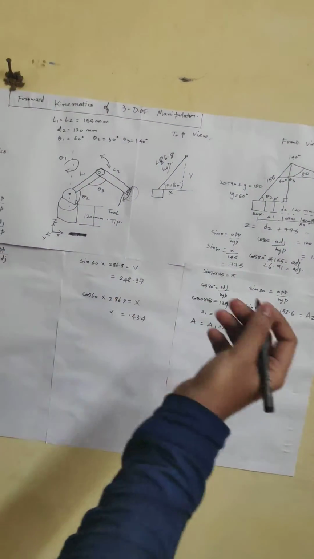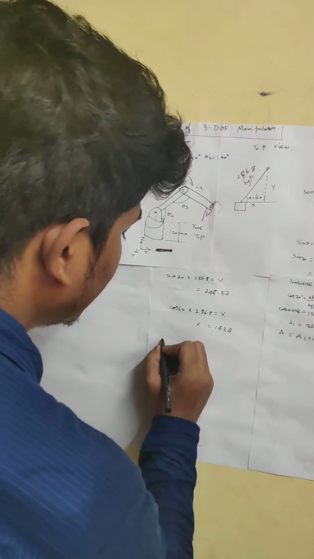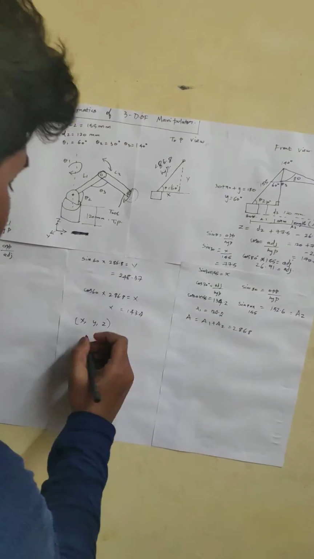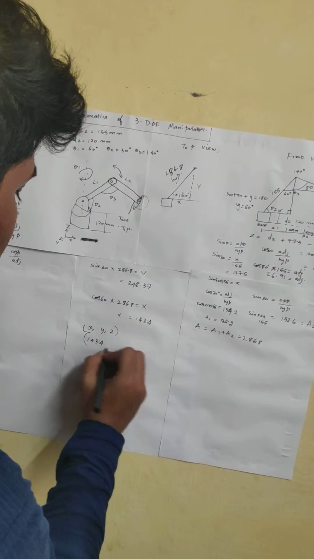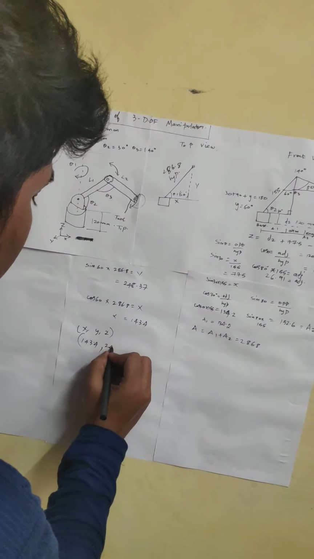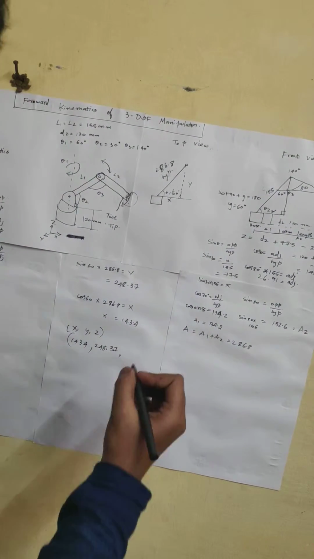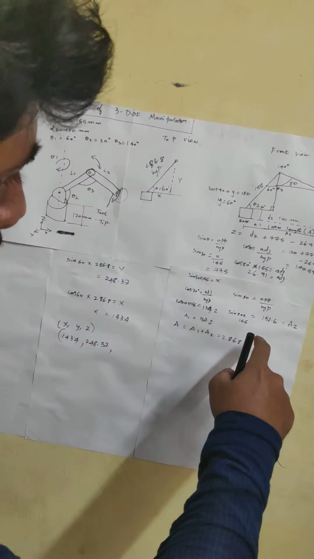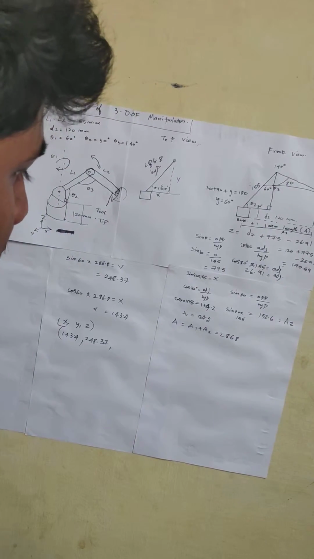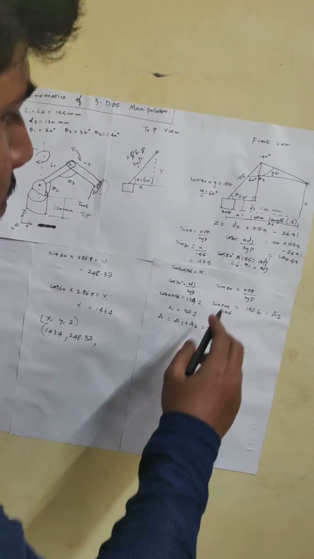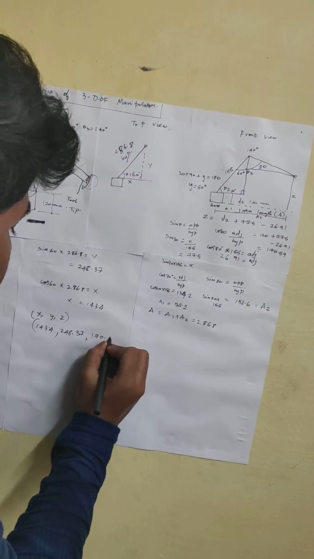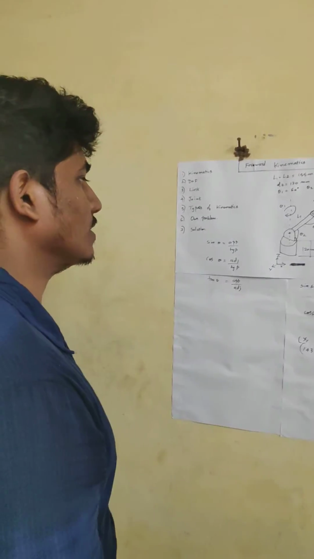To write this as coordinate points, we will write it as x comma y comma z, which is x equals 143.4, y equals 248.37, and z equals 170.59. So we found the coordinate system of this.